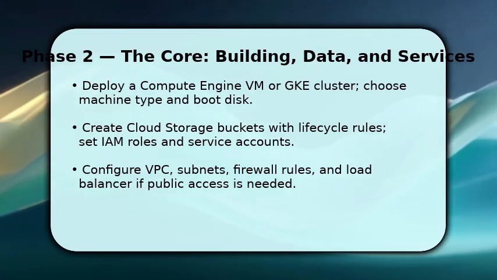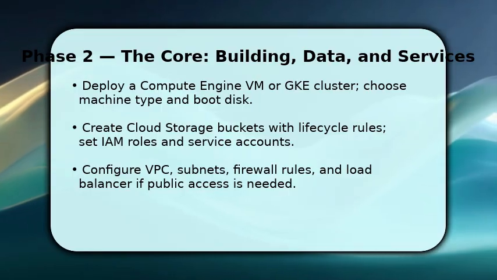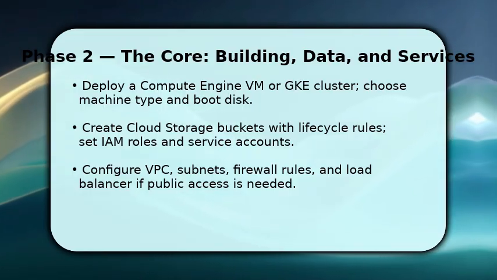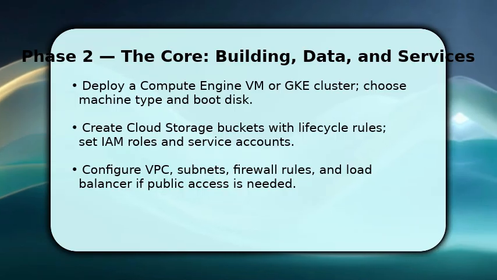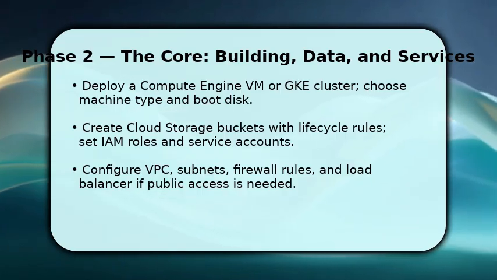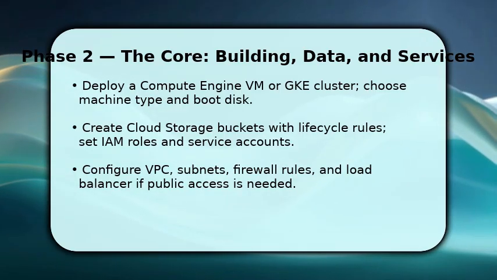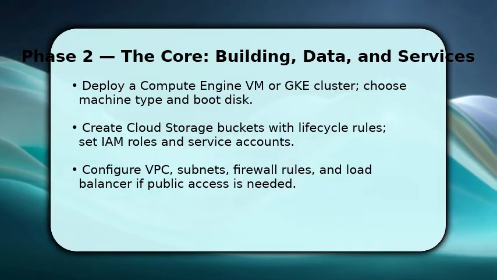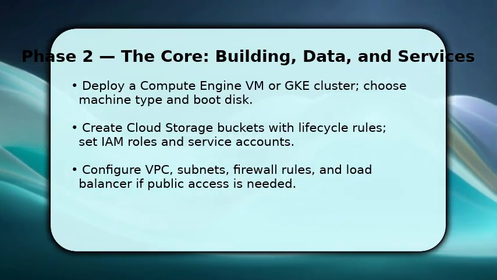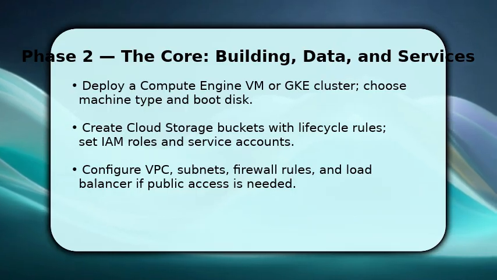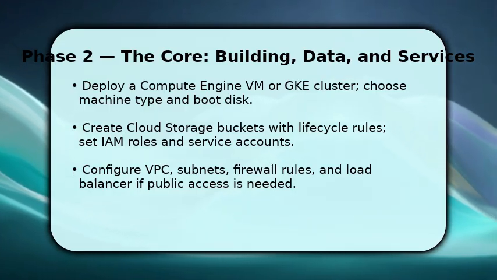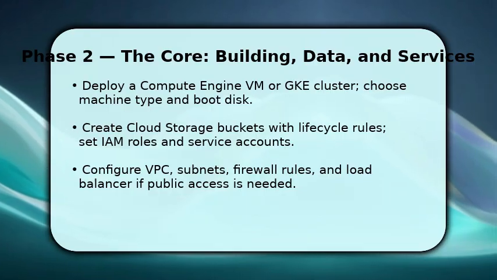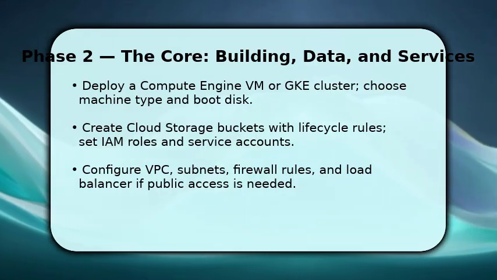Start by choosing whether you need a VM for single instances or GKE for containers, pick machine type and boot disk, and then deploy. Next, create Cloud Storage buckets and apply lifecycle rules to control costs. Attach service accounts with least privilege via IAM. Configure networking, VPC subnets, firewall rules, and an HTTPS load balancer if you need public access.